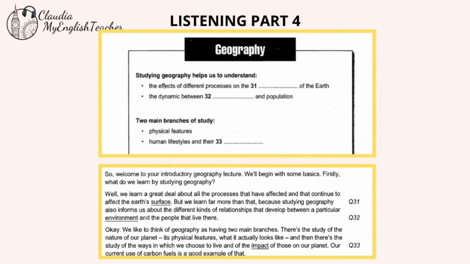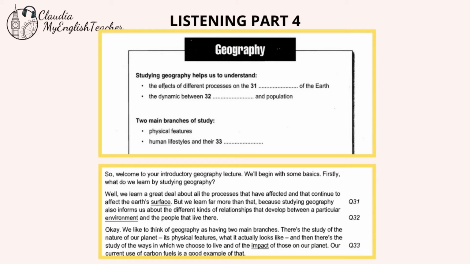And are they using between? Yes, because as I said before, there are not many synonyms. And are they using the dynamic? No. So what are they using? They're using the different kinds of relationship. And if you remember, a couple of minutes ago, I told you that the dynamic or the dynamics are those forces that control the relationships people or things have with each other. So they're using the synonym of dynamic.